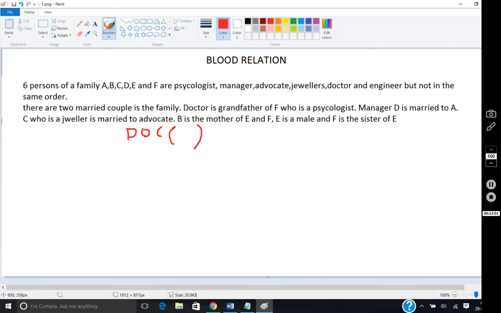Doctor is the grandfather, it means it will be male, grandfather of F. So F will be here. Who is a psychologist? So we will write PSY.